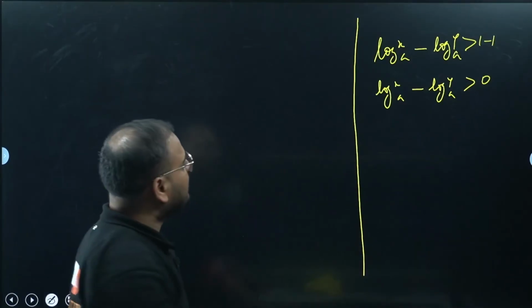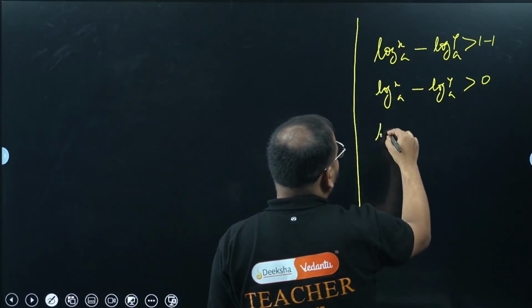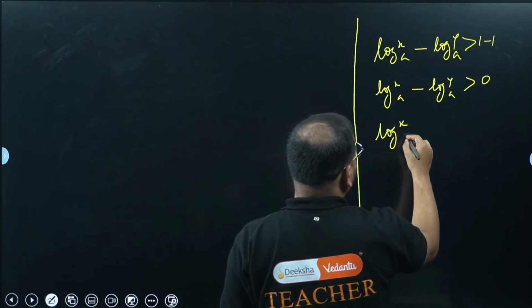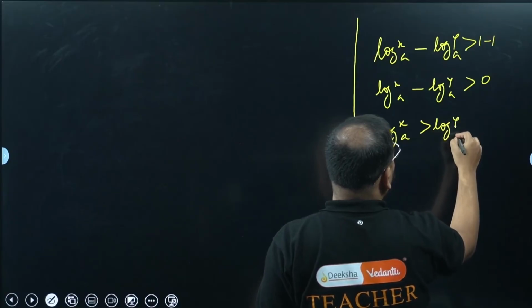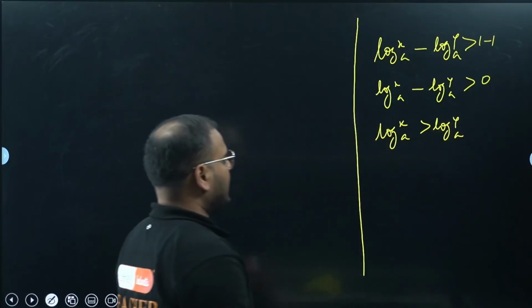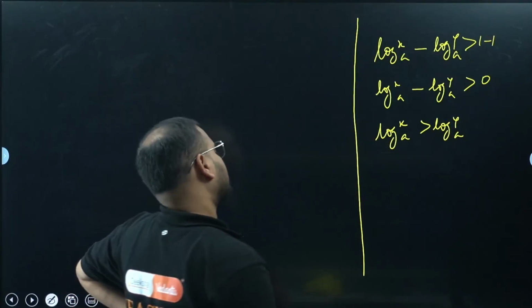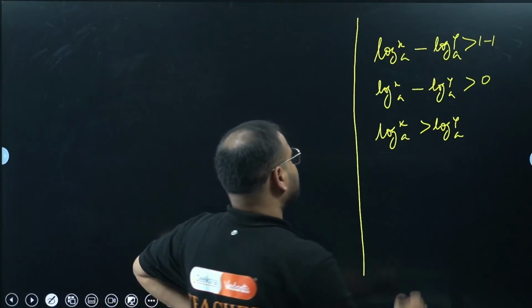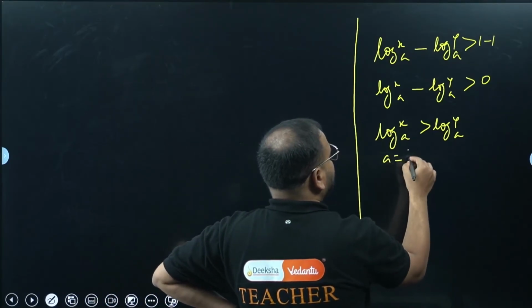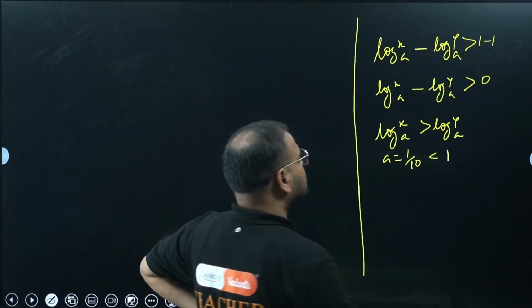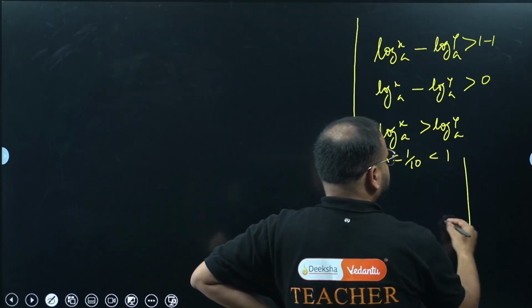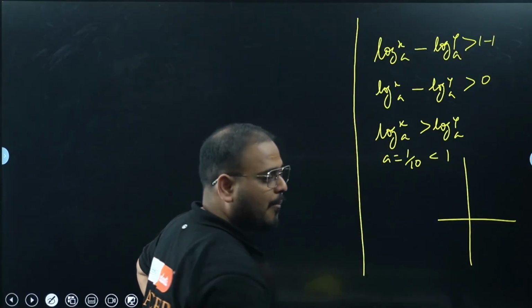Take the term on the other side: log x with base a greater than log y with base a. Okay, sir. Base is the same. And what is the base? Base a is 1 by 10, which is less than 1. How will the log graph look if the base is less than 1? Remember?